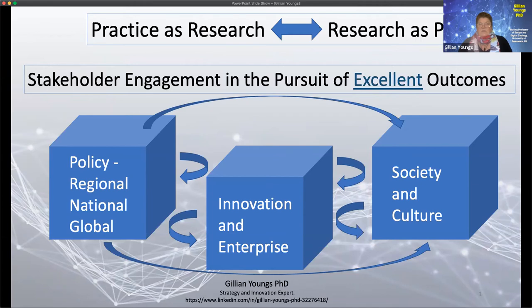So I think what has happened with the developing research agenda that's moved more towards what is often referred to as real world impact is a focus on stretching our understanding of excellence and what it means to be involved in research and excellent research. And I think what we might call the new environment is one in which we're thinking in terms of stakeholder engagement in the pursuit of excellent outcomes.